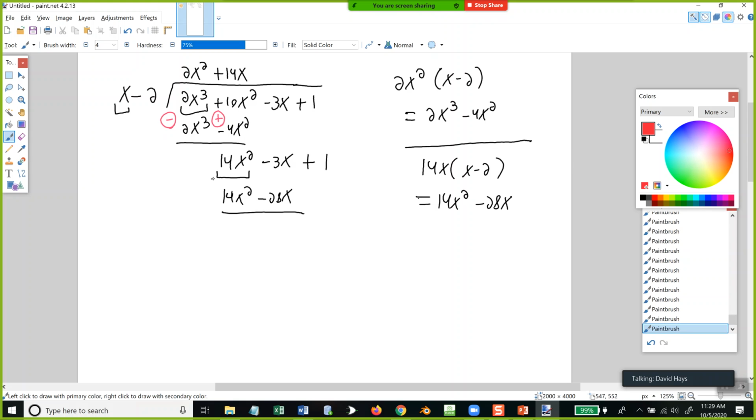I'm going to subtract that line, which means flip signs. So it becomes negative, this becomes positive. 14x squared minus 14x squared drops away. Negative 3x plus 28x is 25x. And I'll bring down plus 1.